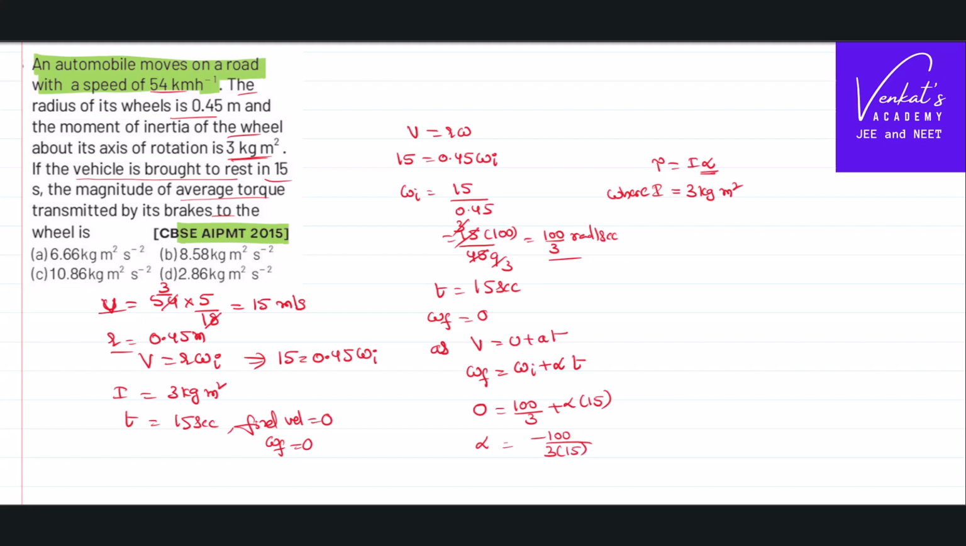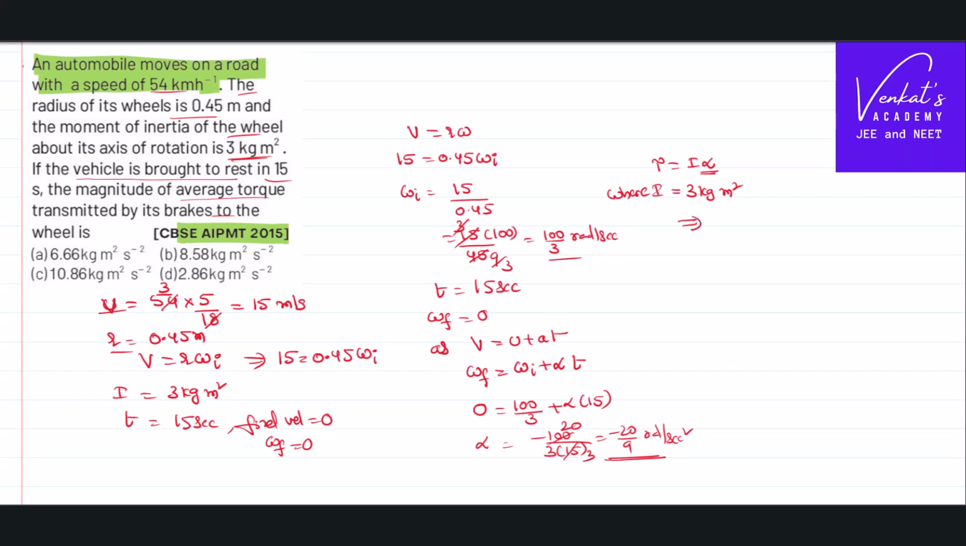We can further simplify this. 5 threes are 15 and 5 twenties are 100. That is minus 20 by 9 radian per second square. Negative angular acceleration tells you that the body is going to come to rest.